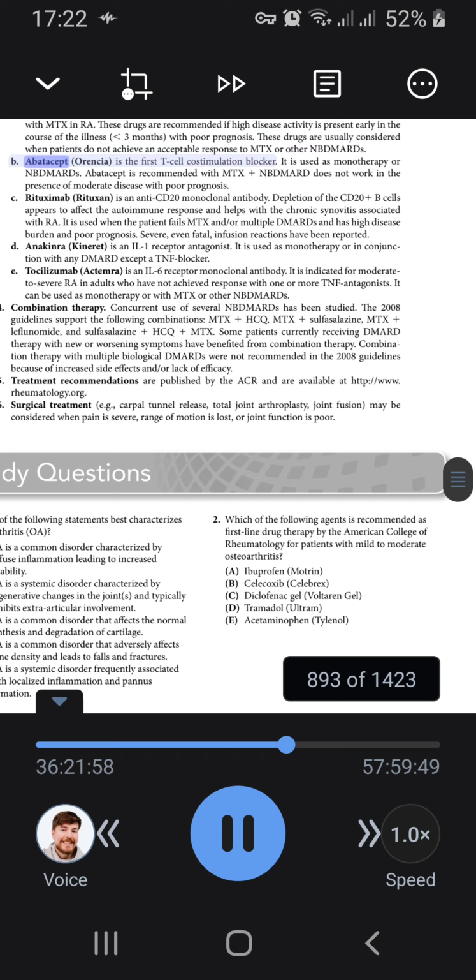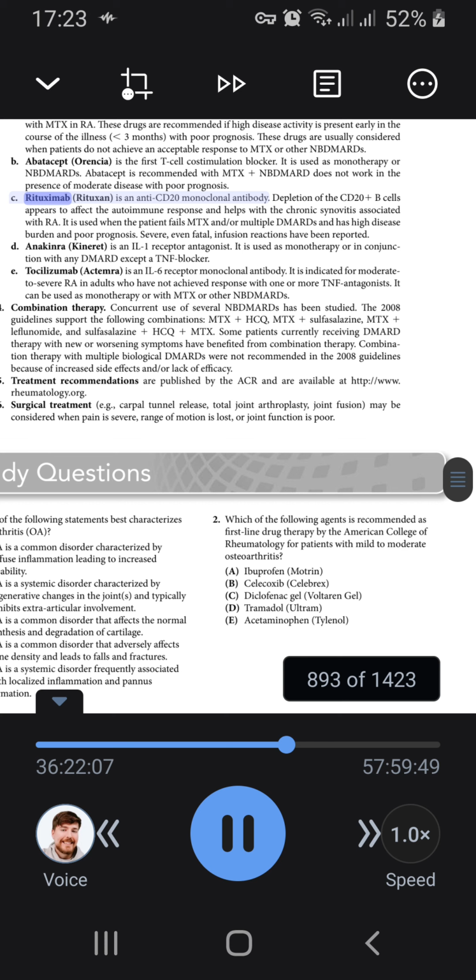B. Abatacept. Orencia is the first T-cell co-stimulation blocker. It is used as monotherapy or with NBD-MARDs. Abatacept is recommended with MTX. NBD-MARD does not work in the presence of moderate disease with poor prognosis.